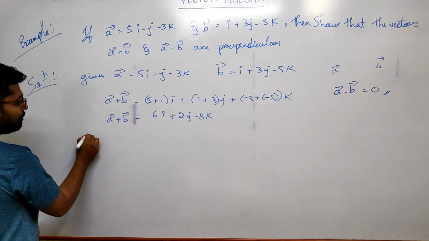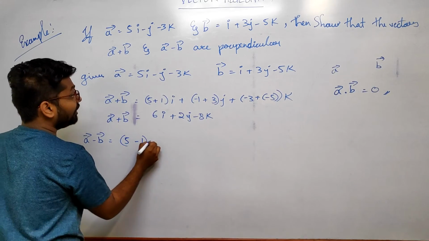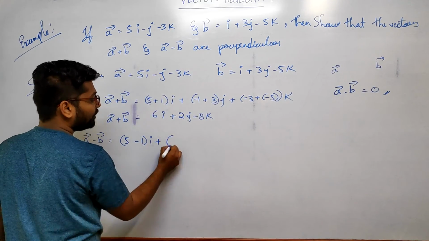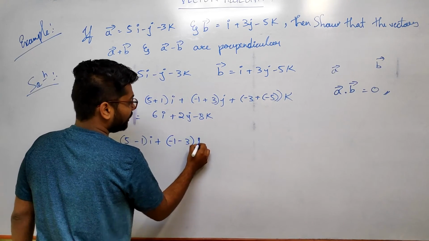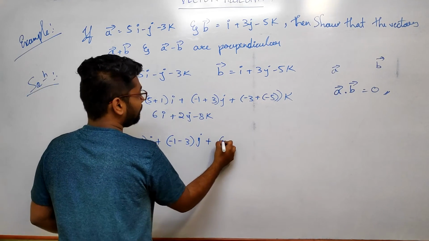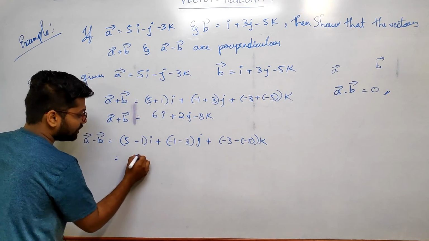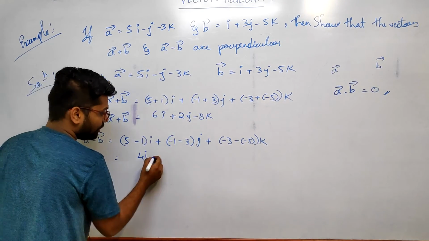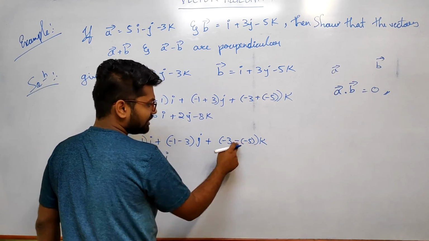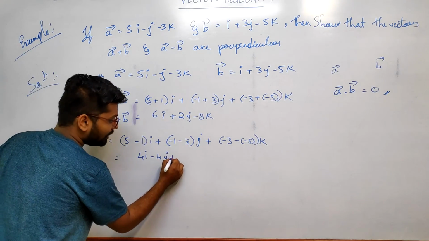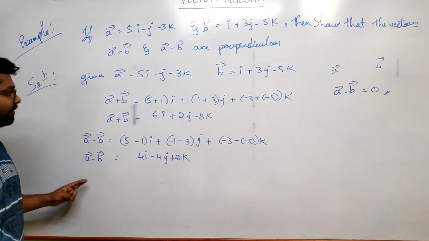Next we will go for a bar minus b bar. Be careful when you are doing subtraction. Now it is like 5 minus 1 i, again plus only, we are going to put minus 1 minus 3 j. Again here just check it, minus 3 minus of minus 5 k. So 5 minus 1 is 4i. Next minus 4j. This will be like minus plus, it will be plus 2 actually, plus 2k. So this is nothing but a bar minus b bar. Now we have got two different vectors.